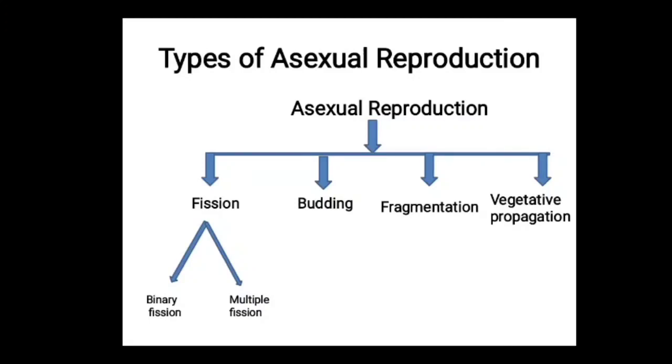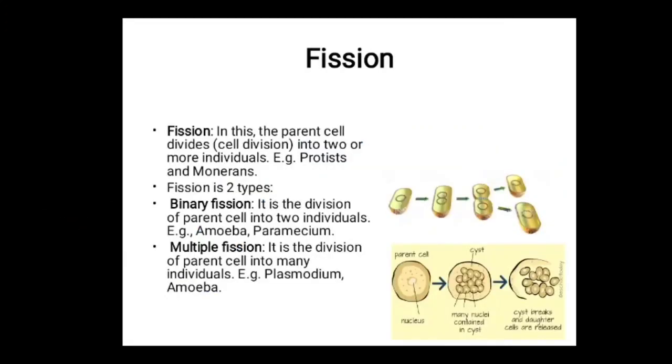Discussing one by one. First one is fission. Fission is a type of simple reproduction. It proceeds through a simple cell division process. The individuals which are produced can be two or more, according to the offspring produced by the parents. There are two types. First one is binary fission and second one is multiple fission.